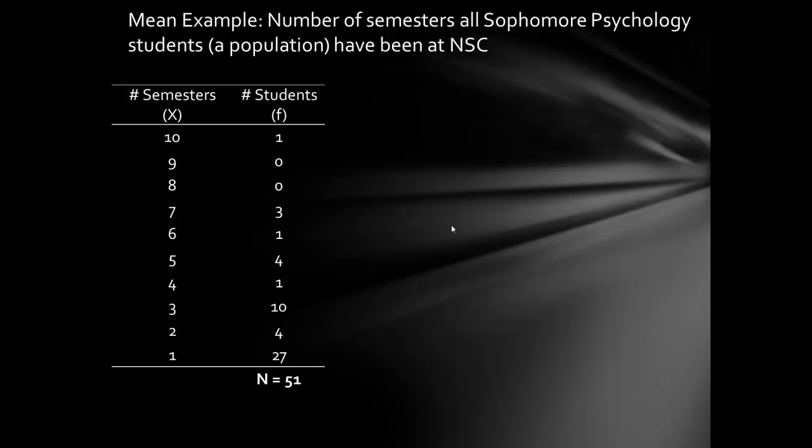So let me show you an example of calculating this with a frequency distribution. And you've had some practice doing this, but it doesn't hurt to show you again. So if you look here, we have some data looking at the number of semesters among all sophomore psychology students at NSC. And I'm calling this a population because it's all sophomore psychology students, and let's just say that that's the only group I'm actually interested in. So here is our frequency distribution table. Just as a review, one student has been here for 10 semesters, three for seven, 27 have been here for one semester. And if you add these F frequency values together, you'll see that in our population, I have a total of 51 students.